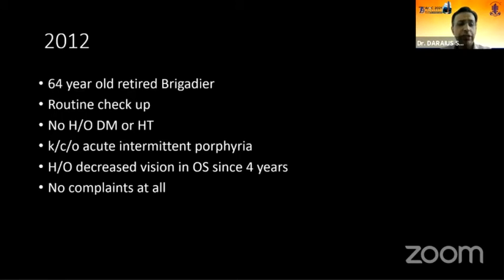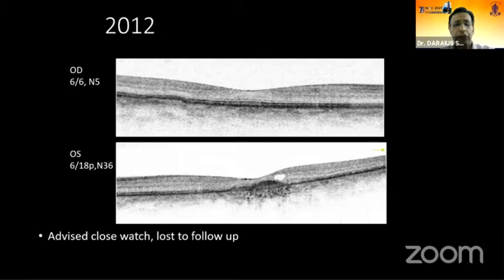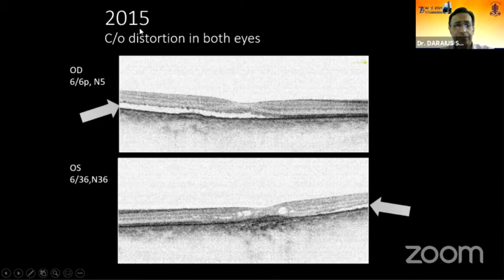So this is one of the challenging cases I've been dealing with for almost 10 years. He's a 64-year-old retired brigadier who is not hypertensive or diabetic, who has a history of porphyria, and who came with a chronic history of blurred vision in the left eye. We thought there was a scar in the left eye with some cystic spaces. He was not keen on having therapy, and he was lost to follow-up till 2015.